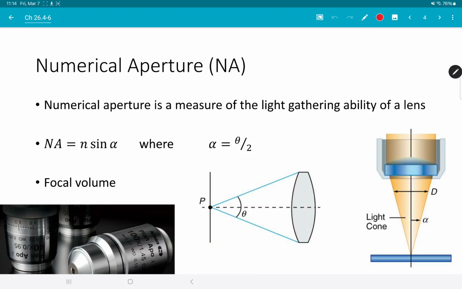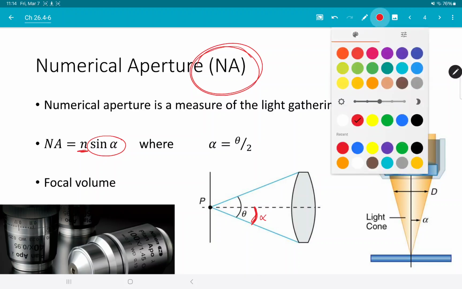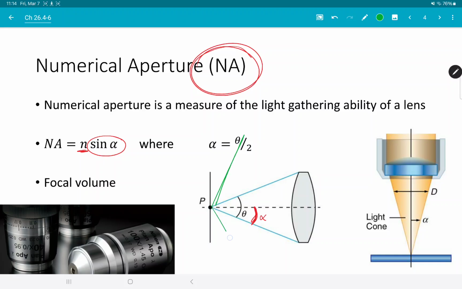And objective lenses in a microscope are usually measured in terms of numerical aperture. So numerical aperture is just the index of refraction times the sine of the half angle here. So theta is the entire angle. Alpha is just half of that. So if we're going to gather a lot of light, we would probably want that alpha to be as large as possible, wouldn't we?